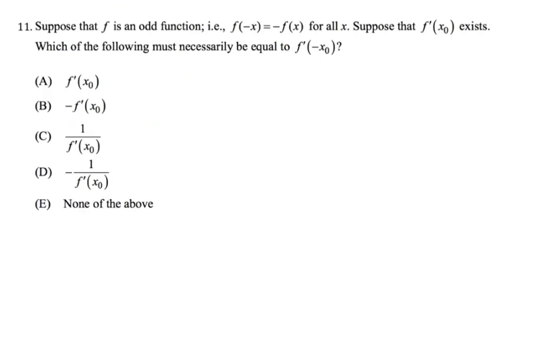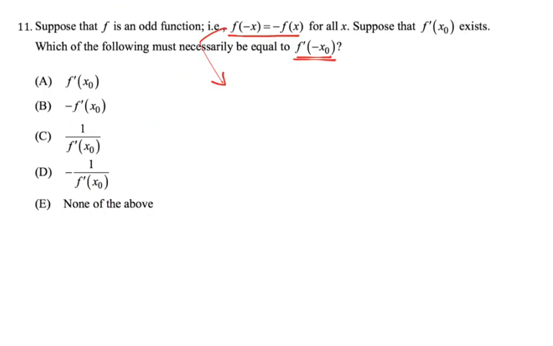Now, suppose that f is an odd function, and they gave us this information. But what we're looking for is taking the derivative of the given function. Since we have f of negative x, we're just going to try to find the derivative of this one first, and then replace x with x sub 0.